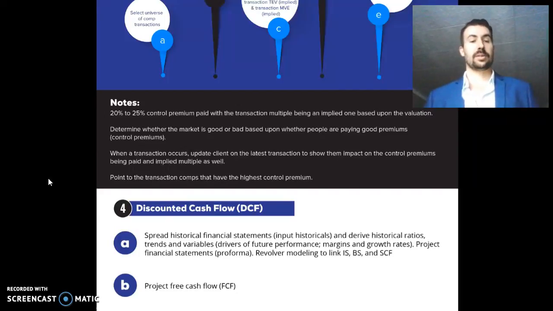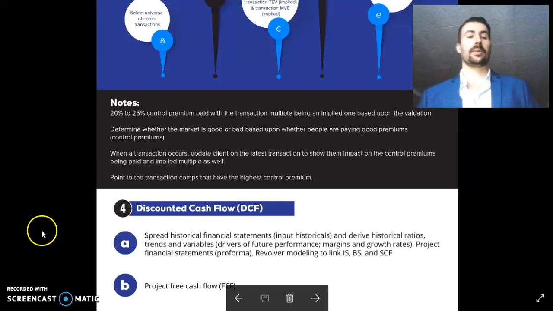for different acquisitions. So when a transaction occurs, we update the client on the latest transaction to show them the impact on the control premiums being paid and the implied multiple as well. So we point to the transaction comps that have the highest control premium, which is ultimately what we're looking for.